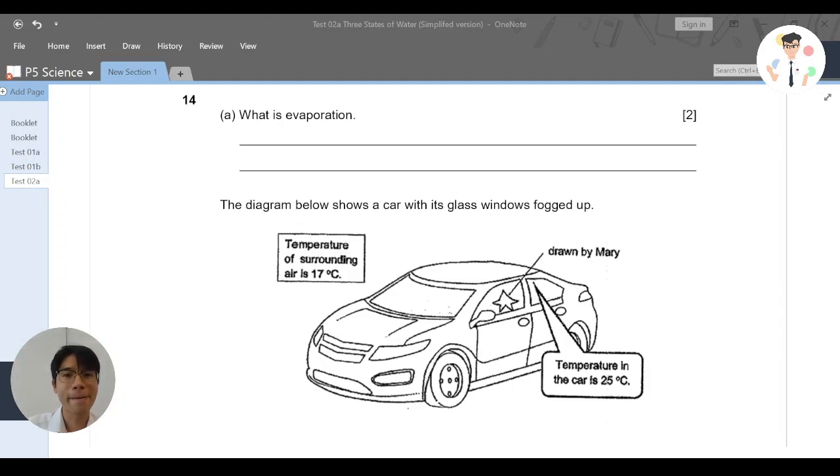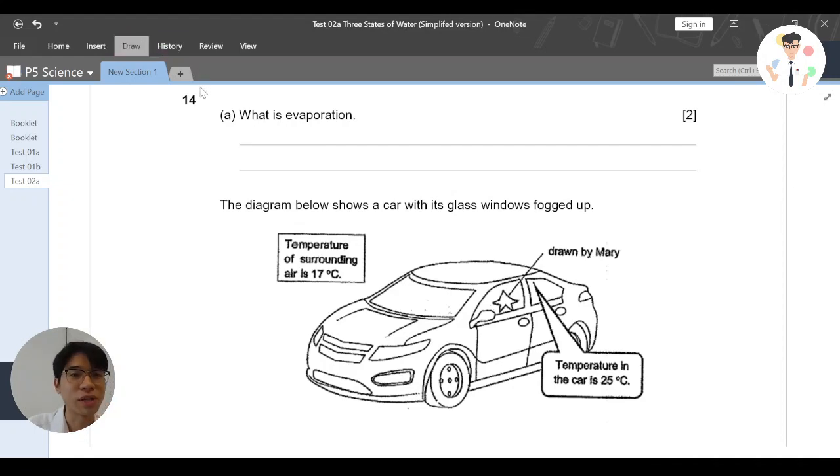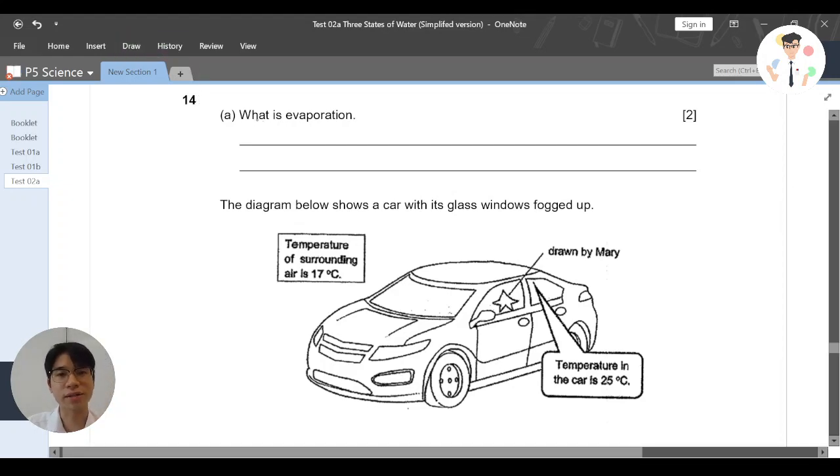Question number 14, what is evaporation? This is a very, very simple question, but it's given 2 marks because you need to explain it clearly and nicely. A lot of you mention this, you say liquid to gas. Okay, but you must explain it in a nice way. So what is evaporation?